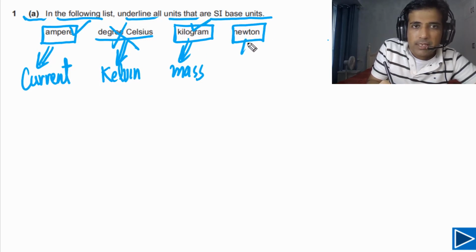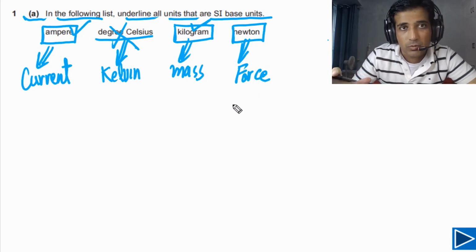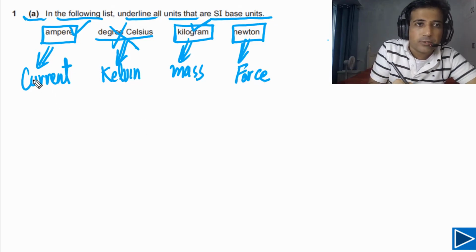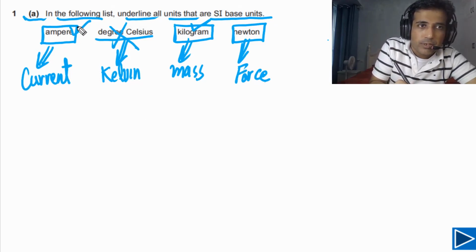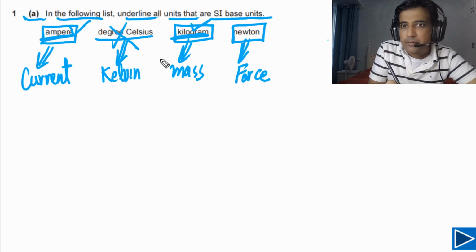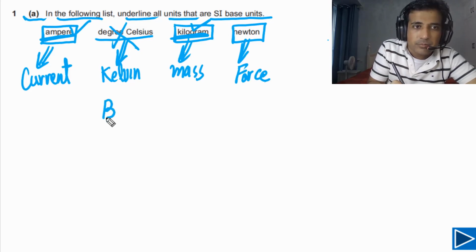Newton, this is not an SI base unit. This is the unit of force, and force is not an SI base quantity. So the answer for this question is simply you need to write ampere. You need to underline. I mean you can draw a line here and a line here. If you draw these two lines, you will get 1 mark and that is the mark.